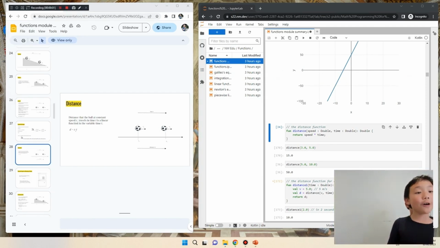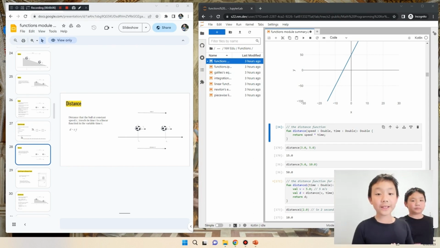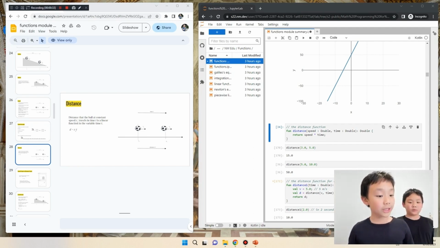So distance is how far something travels. An example of distance is 1 centimeter. If I step 1 centimeter in 1 second, I travel 1 centimeter in 1 second. Now the formula or the equation for distance is D equals V times T, or distance equals velocity times time. I'll show you an example of how that works.